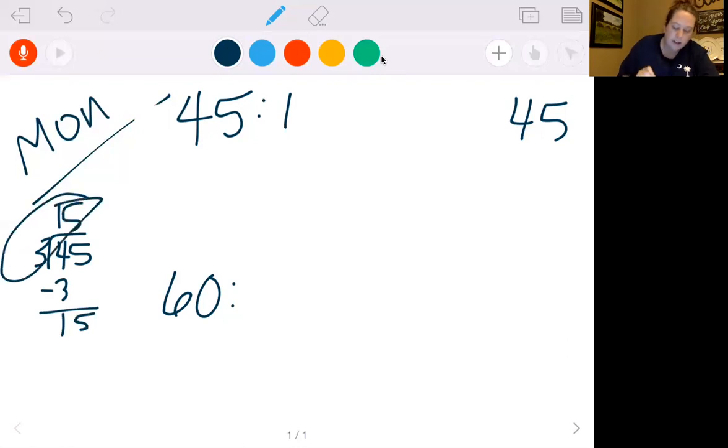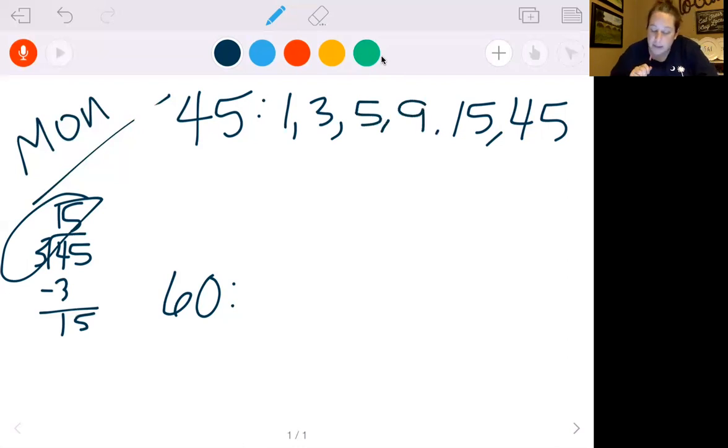So then that tells me that 3 times 15 equals 45. 4 won't work. 5 times 9, you know that would work. 6 won't work because 2 doesn't work. 7, no. 8, no. And then we already have 9, so we're done.